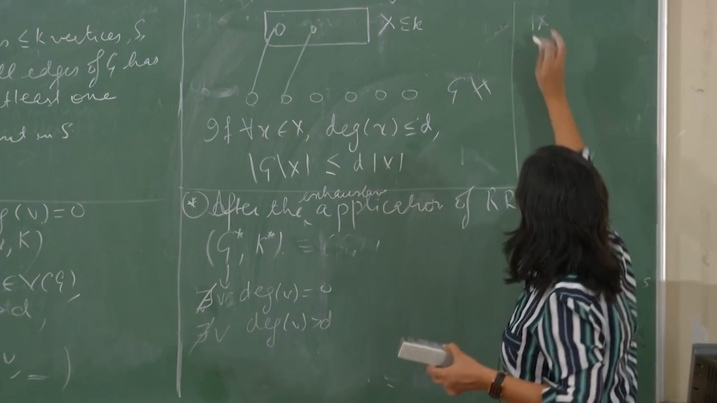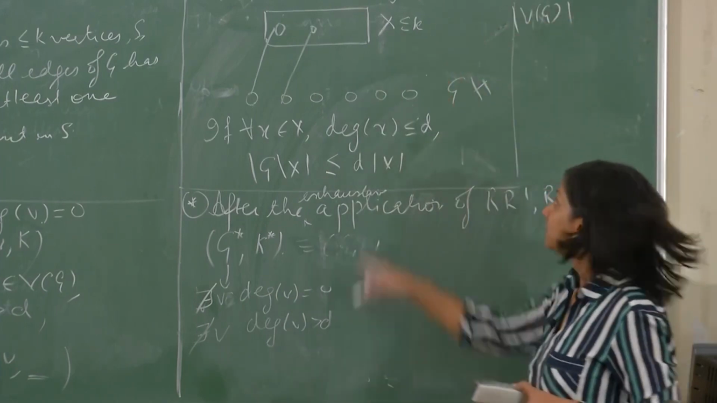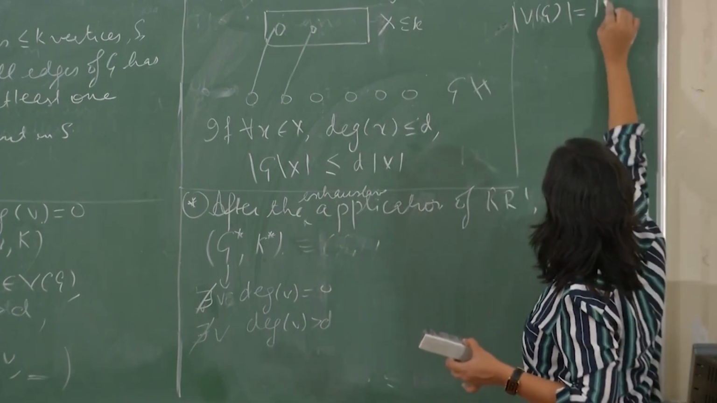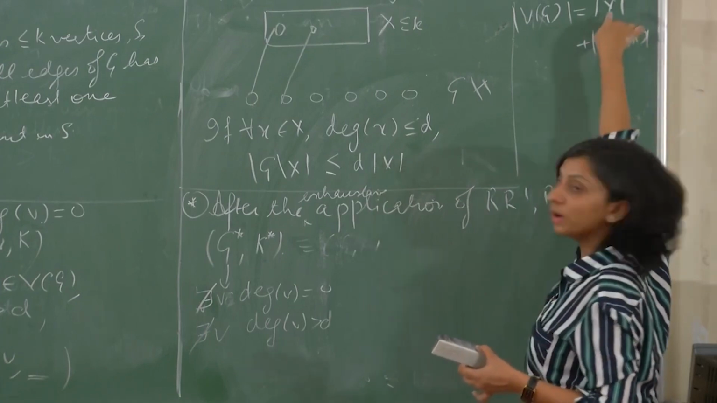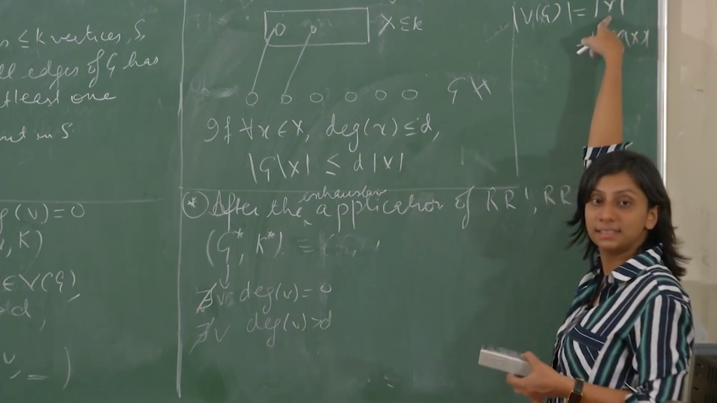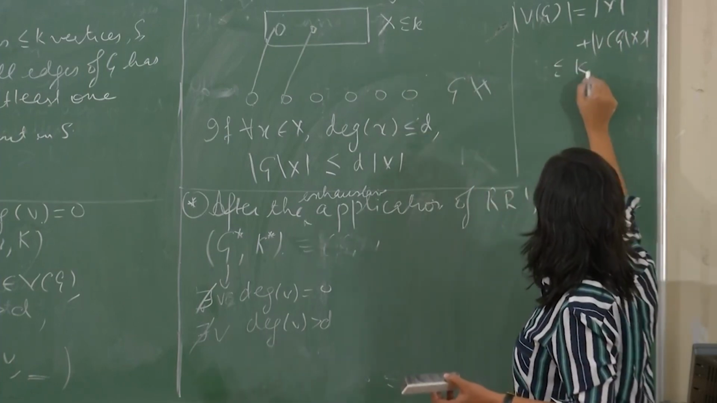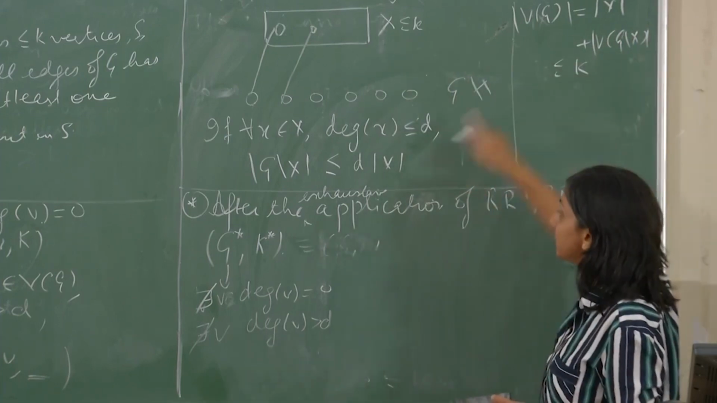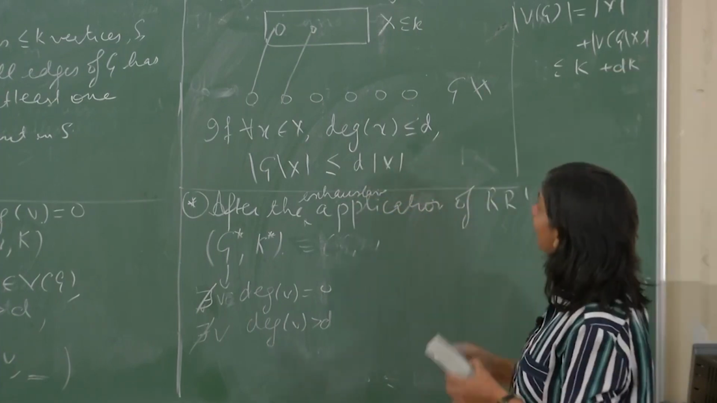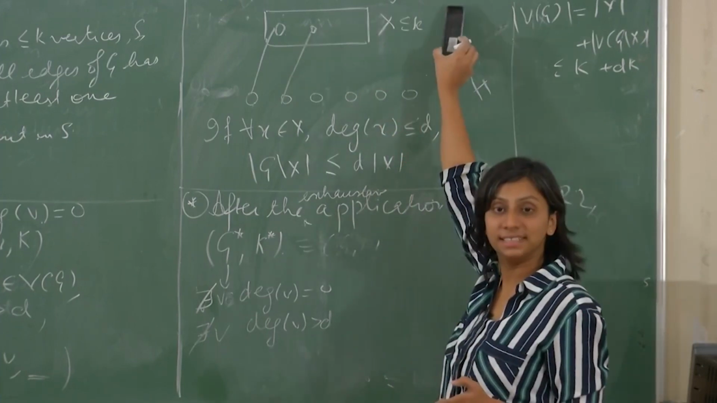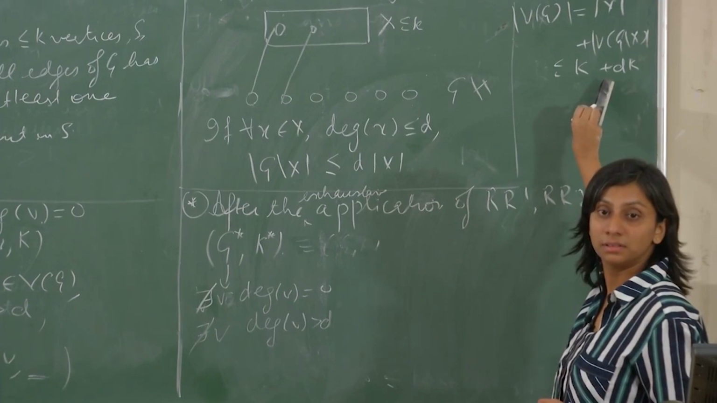Let's see then what is the size of G, how many vertices are there in such a graph G. The vertex set of G can be divided into two parts, X and the vertex set of G minus X. How many vertices are there in X? At most K. And how many vertices are there in G minus X? So again, what have we proved? If it was a yes instance, then the number of vertices better be bounded by this number.